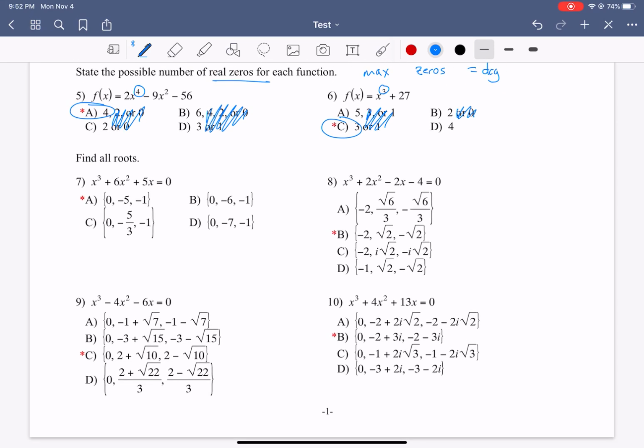For numbers 7 through 10, we had to factor or solve.